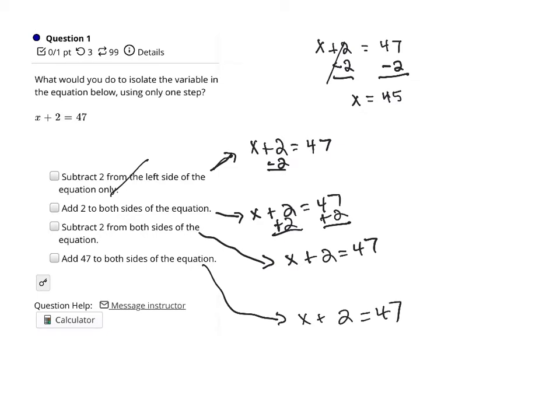When you add 2, that doesn't go away. That makes it a 4, and you want it to go away. You want it to be a 0, so that can't be. This says subtract 2 from both sides of the equation. Well, that's what we did, right? So that's the winner. Let's look at the last one. Add 47 to both sides. Well, if you add 47 to both sides, that doesn't get the x by itself, right? So it's not that one. So this would be the answer. Subtract 2 from both sides.